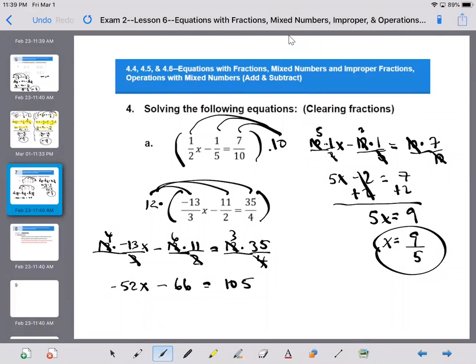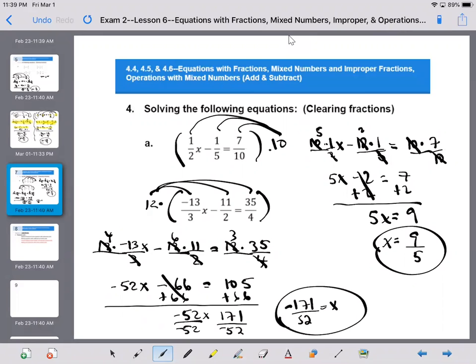So we're back to integers. So I'm going to now add 66. That goes to 0. So negative 52x is equal to 171. And divide both sides by negative 52. So we'll say negative 171 divided by 52, which would be 3 and something as an answer, but that would be sufficient to leave it as that improper.